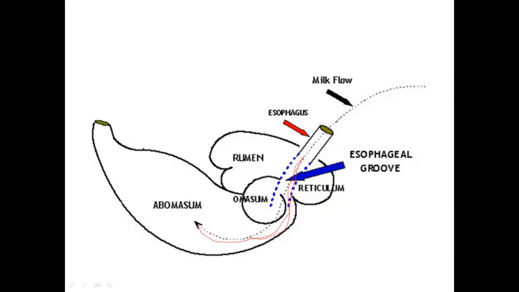So what happens here, the closure, this is the closure of the esophageal groove, the blue dots. Okay, the blue dots, they are the closure of the esophageal groove, and they close the opening of the rumen. As you can see here, they have closed the opening of the rumen, and they have also closed the opening of the reticulum, and that's why the milk will directly flow to the abomasum. Okay, directly flow to the abomasum, and this is the function of the esophageal groove during the early stage of feeding, especially for milk feeding.